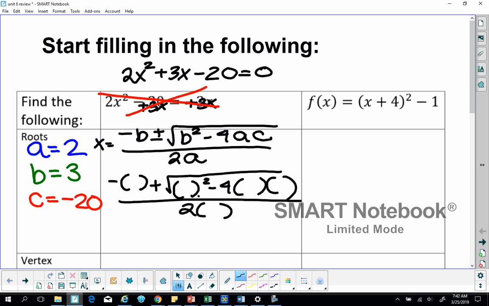So first, when you're typing it in, what's all the b's? What is b equal? 3. So I'm going to put, instead of b, I'm going to put 3. Instead of a, I'm going to put what number? 2. And instead of c, -20. Don't forget that negative. Now, you can either type it in like that or simplify.